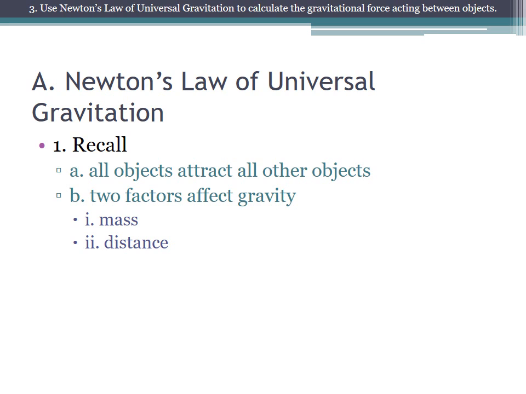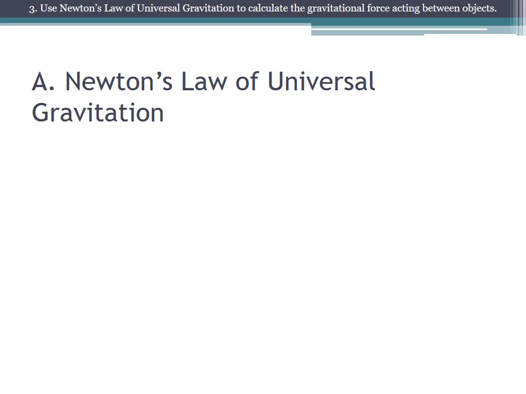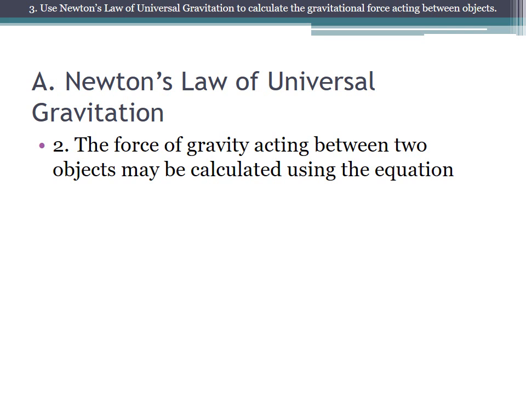What we want to examine now is what is the quantitative relationship? In other words, how much do mass and distance affect this force of gravity? Or in other words, how do we calculate it? So, Newton's law of universal gravitation. We can calculate the force of gravity acting between two objects by using the equation that I'm going to show you here. Now here's the equation. This is another way of stating Newton's law of universal gravitation through this equation.